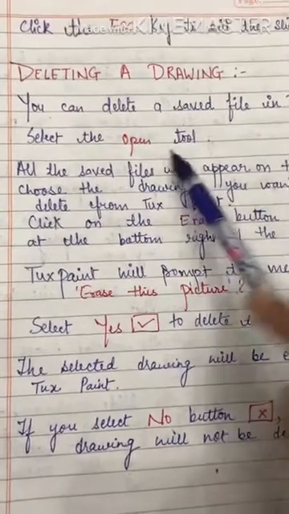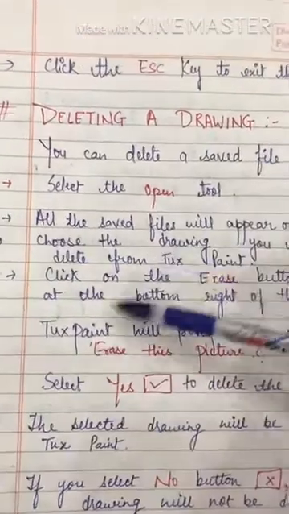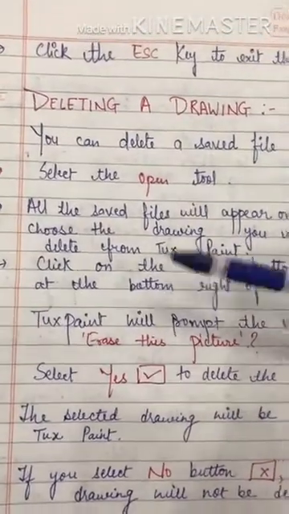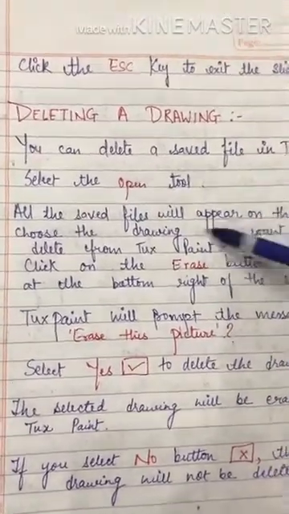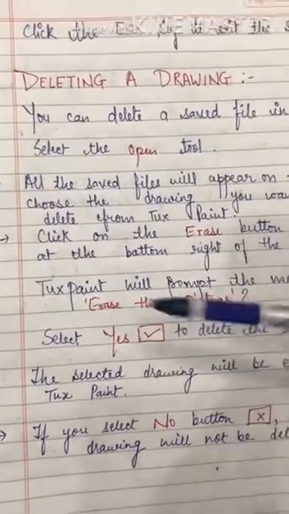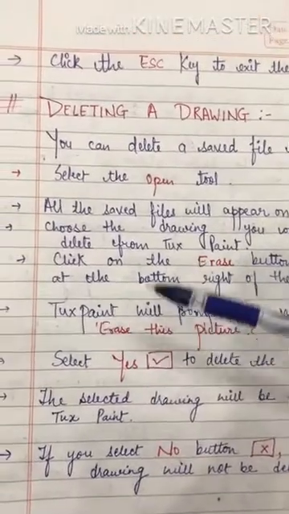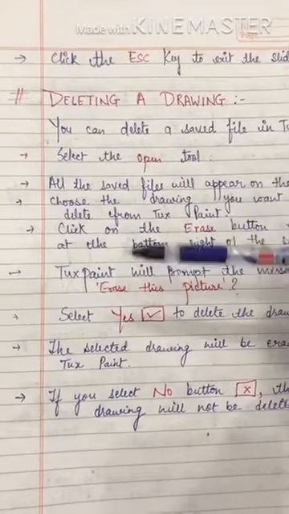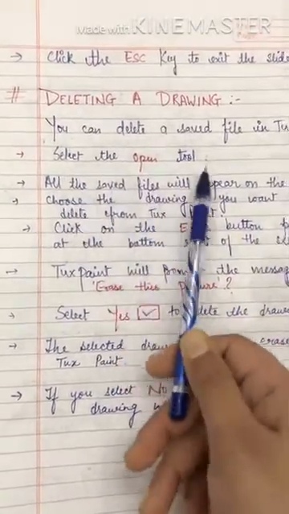So let us start from the topic, that is deleting a drawing. So children, in this topic today we will learn about how we can delete a saved file in TuxPaint. So there are some steps on how to delete. First I will explain and then show you, which will help you understand very easily. So let us start with the first step, that is select the open tool.